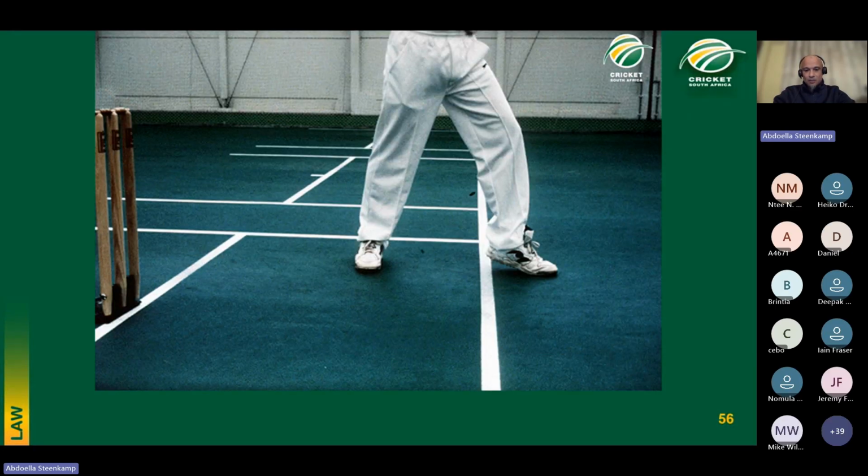Back foot, we're happy, not touching the return crease. Front foot, any part of the front foot, whether grounded or raised, behind the back edge of the popping crease? No, there's not. That's why this is a no ball.